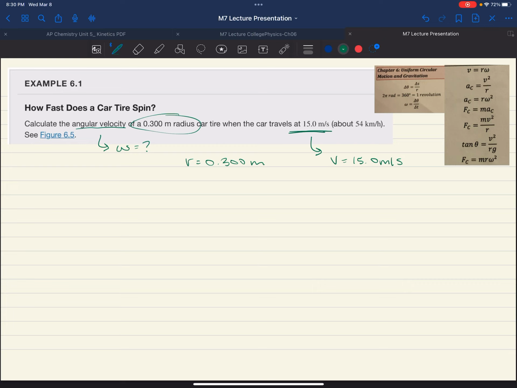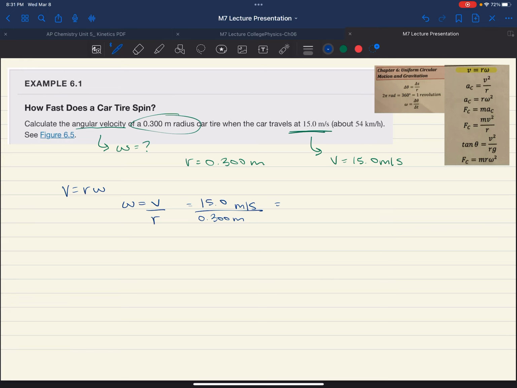If you look closely, you should see up in this corner, I'll highlight it in yellow, we have an equation that says V equals R times omega. Well, that has all of the variables we need, so let's write it down. Let's rearrange this so it says omega equals. Plug in our values. And solve.